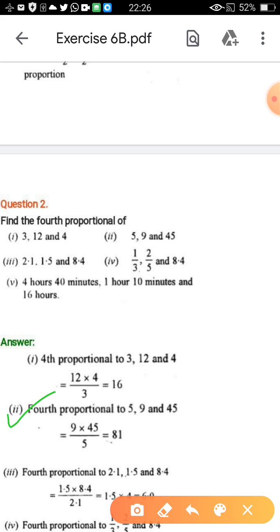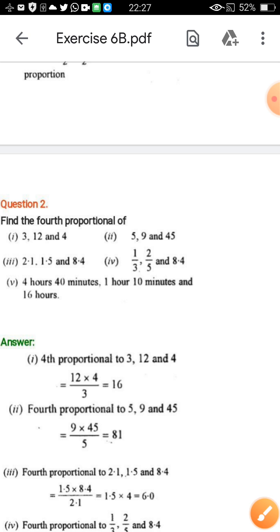So here also we will take 5, 9, 45, and the fourth one, suppose x, we can consider x. So x is equal to, take the multiplication of this middle one, 9, multiply and divide by this first one. So we can get the answer then. 5 1s are 5, 9 5s are 45, then 9 into 9 will be 81. So that means the fourth proportional will be 81.